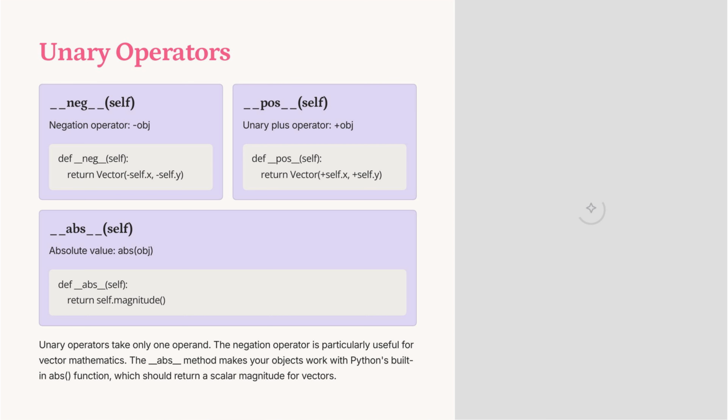Unary operators enhance vector manipulation. The negation operator, -obj, inverts vector direction, while the unary plus, +obj, maintains it. The __abs__ method integrates with Python's abs function, returning a vector's scalar magnitude. These operators streamline mathematical operations, ensuring efficient and intuitive vector handling.